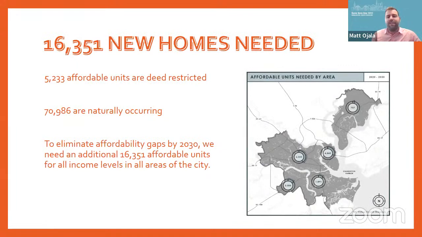And so we collectively have a lot of work to do if we're going to address our housing affordability challenges. While there are roughly 5,000 deed restricted affordable housing units in the city and roughly 70,000 naturally occurring affordable housing units, the city's most recent comprehensive plan, our city plan, has recently identified the need for an additional 16,000 units if we're going to eliminate affordability gaps by 2030. So there's a lot of work before us.